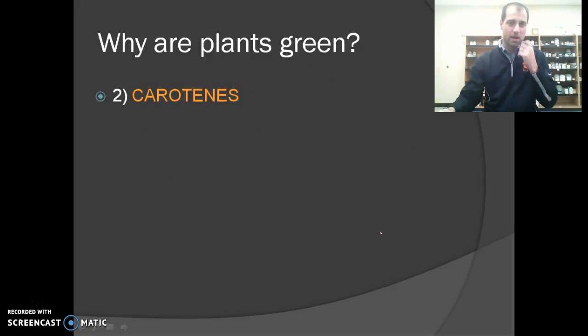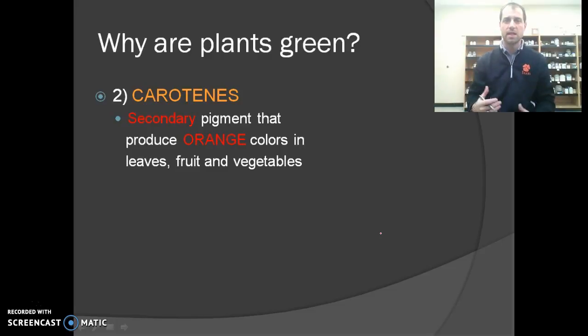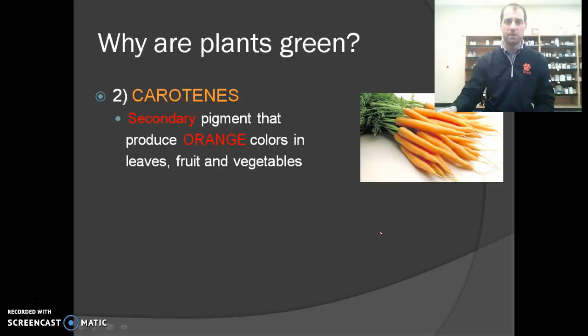But plants have other pigments. Another type of pigment that they have are called the carotenes or carotenoids. This is a secondary pigment that produces orange colors in leaves and fruit and vegetables such as these carrots. The carotenes are going to absorb different colors of light, but they're going to reflect orange. So this orange is reflected.